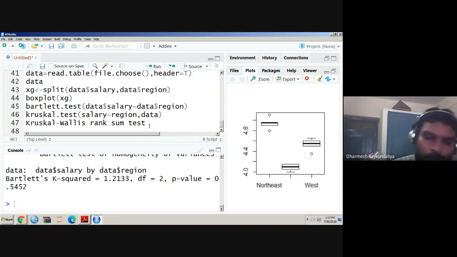But here I wish to show you how to apply the Kruskal-Wallis test. The command name is kruskal.test, and here the variable is salary. I have not given data dollar salary; I have just given salary and region. Why? Because I have already written that I am using the data file in which these two variables are there. If I had not given that, then I would have to apply the data file name, or use data dollar salary and region.